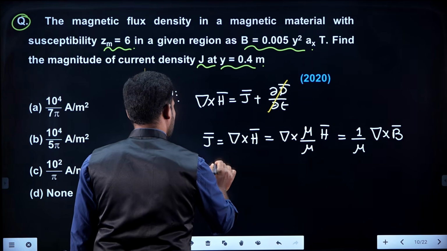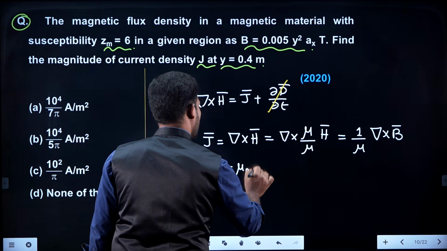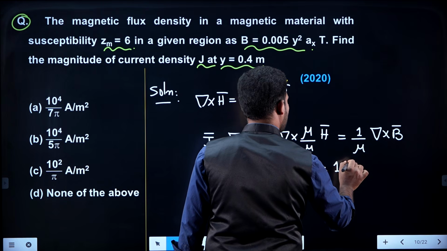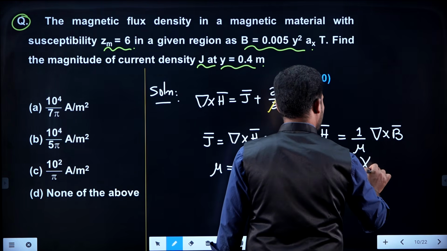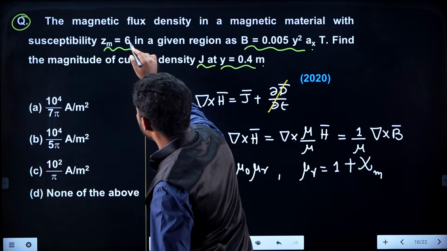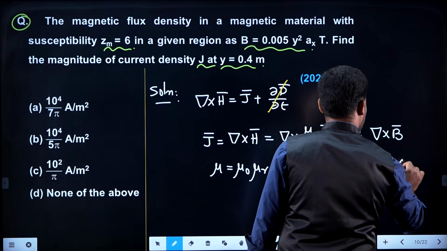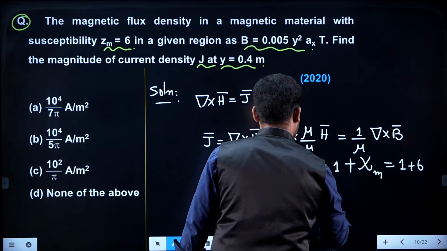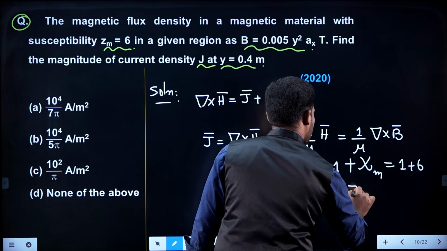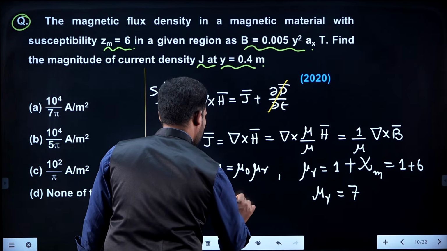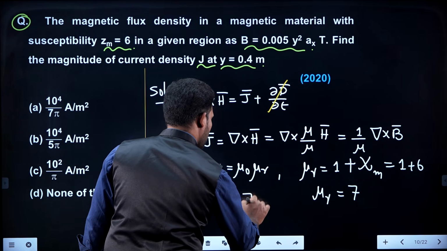What is this mu? Mu is equal to mu naught mu r, where mu r is equal to 1 plus, actually standard representation is chi m, but he said susceptibility. So, it is 1 plus 6. So, mu r is equal to 7. Okay. So, mu is equal to 7 into mu naught.